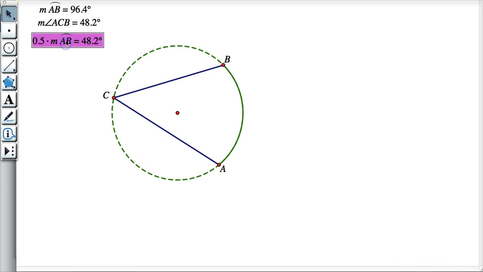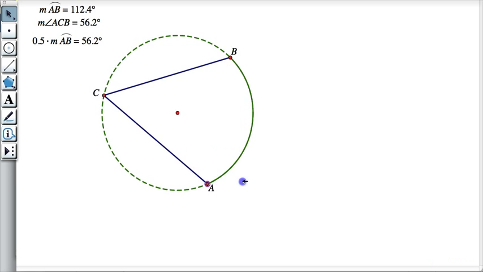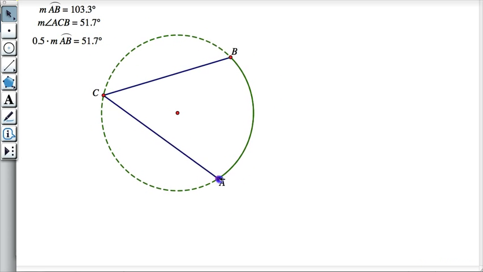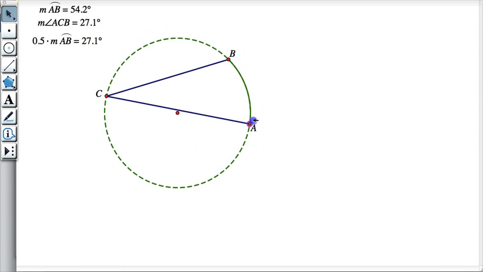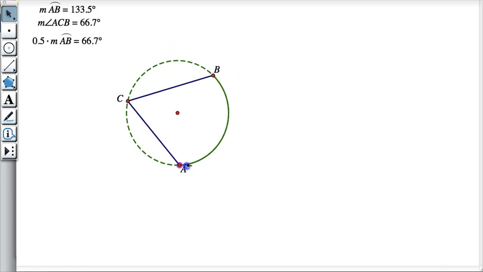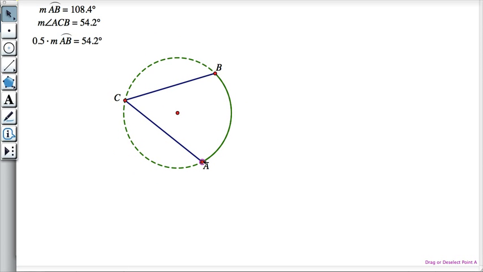And so we can see that in this instance, at least, the measure of the inscribed angle is exactly half the measure of arc AB. And again, to generalize this, or at least to provide more cases, we can see that this relationship seems to always be true. So this part of the lesson is just to have students see, understand, and believe that the measure of the inscribed angle is actually half the measure of the intercepted arc.